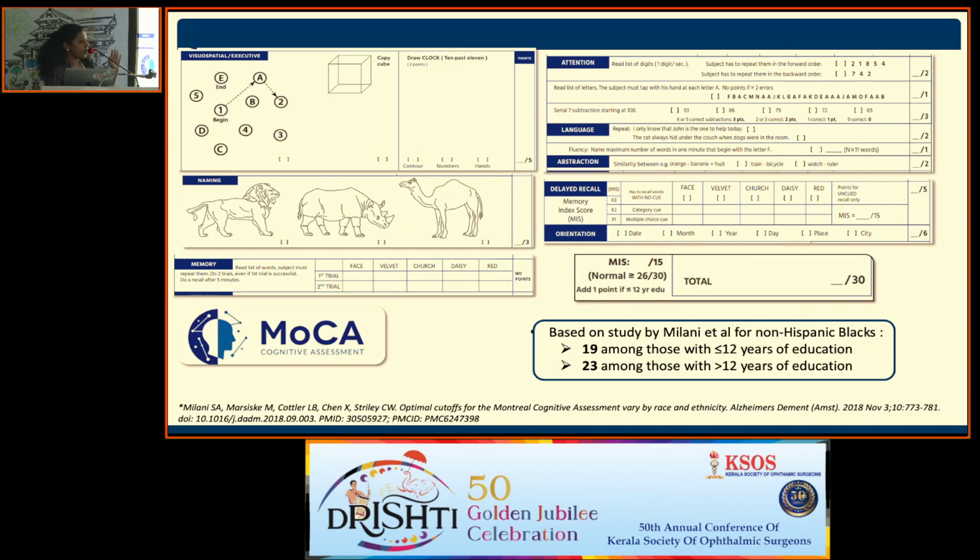These are the various domains tested in MOCA. It is printed on one side of an A4 size paper. A score of more than or equal to 26 is considered normal. However, these scores can vary according to race and ethnicity. So we took another study, based on Milani et al., and we took these criteria, 19 and 23, also in our study. These cutoffs were also applied in our study.